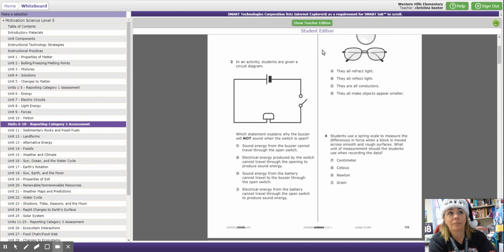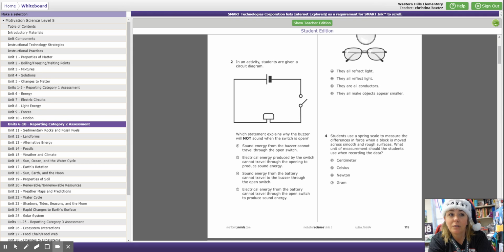Number 2. In an activity, students are given a circuit diagram. And there's your circuit diagram. Which statement explains why the buzzer will not sound when the switch is open? F. Sound energy from the buzzer cannot travel through the open switch.